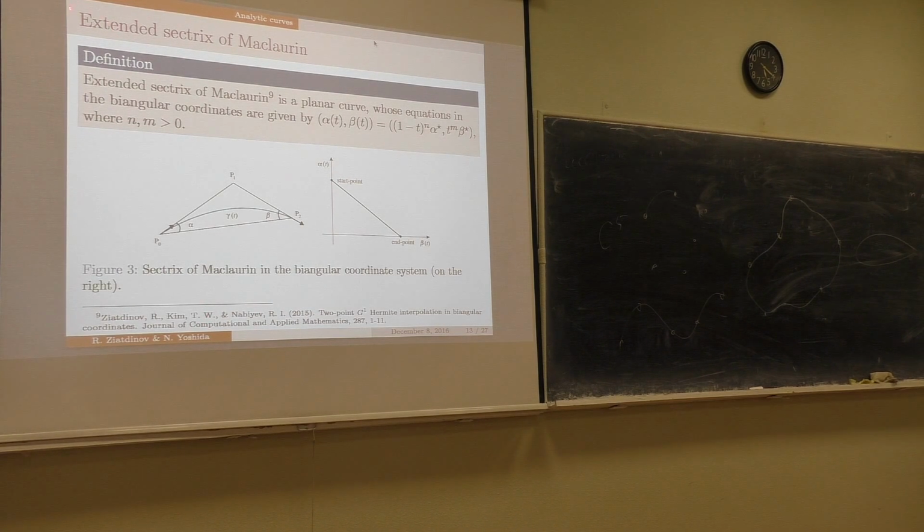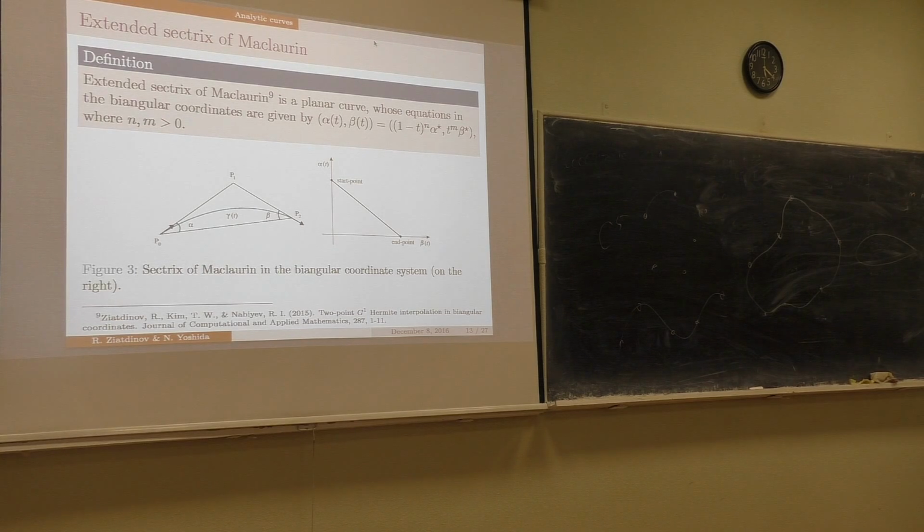The next one is in our recent work published in the Journal of Computational and Applied Mathematics. We have proposed an extended sequence of Maclaurin. You know that the extended sequence of Maclaurin is a planar curve whose equations in the biangular coordinates are given by this one. What we have here is 1 minus t to the power of n times alpha star, where alpha star is the initial angle. And this function is defined in terms of t to the power of m times beta star, where beta star is the angle at the end point, or tangential angle, you can say.